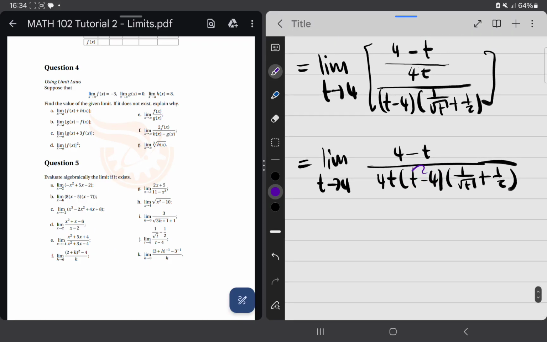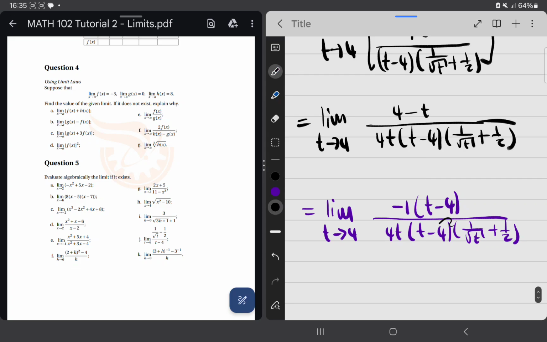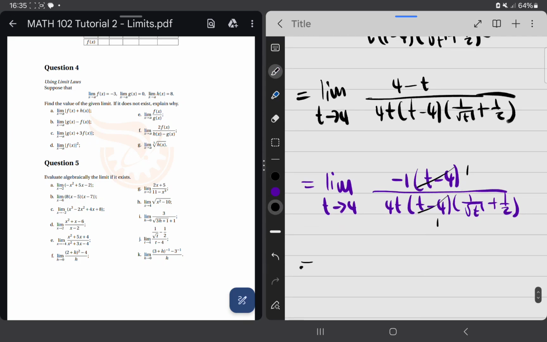Now, I want to remove this t minus 4. How am I going to remove it? I have 4 minus t at the top. How do I make it a t minus 4? I put a minus 1 outside of it. So it's going to be the limit as t goes to 4 of minus 1 multiplying t minus 4, all over 4t multiplying t minus 4 multiplying 1 over root t plus half. And then t minus 4 into t minus 4, they cancel.